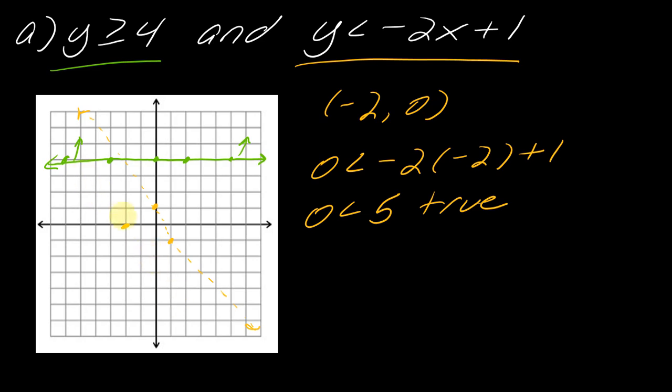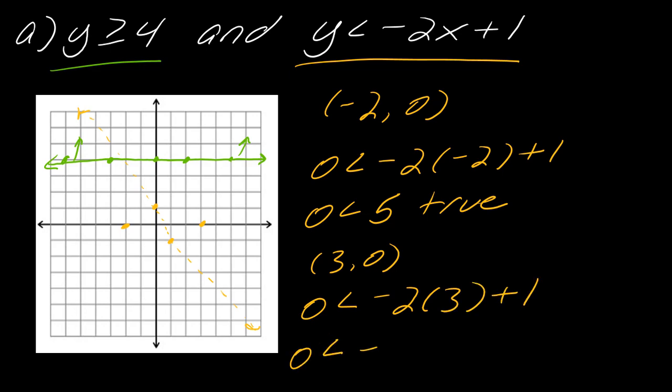So I'm pretty sure I'm going to shade this side, but let me double check by choosing another point on the other side. So this is (3, 0). So this is going to be 0 is less than -2 times 3 plus 1. So this is 0 is less than -6 plus 1. So is 0 less than -5? That is false. So this side is the false side. So this side here, I'm going to draw again my little arrows. So this would be the side that I would normally shade.